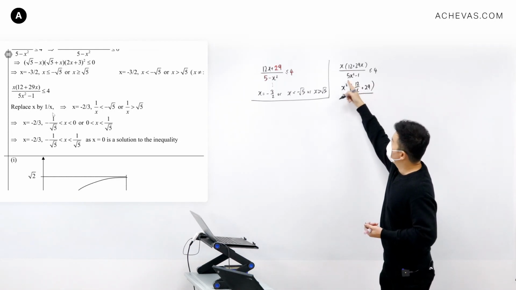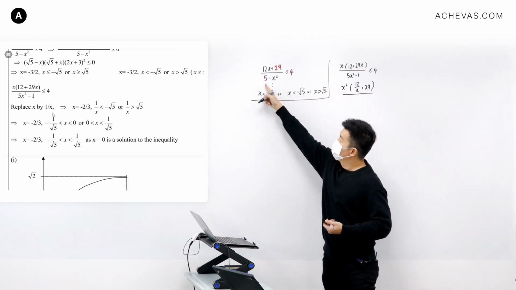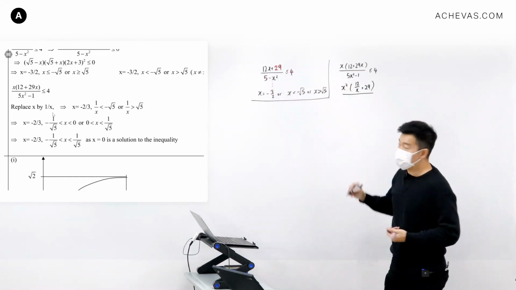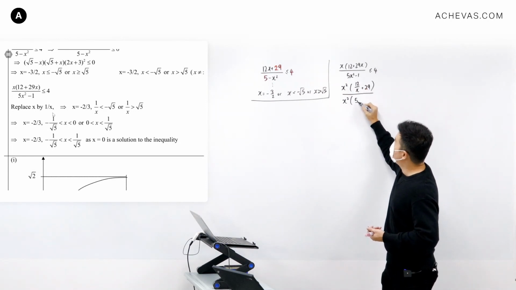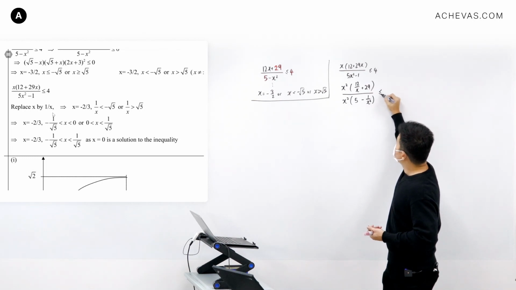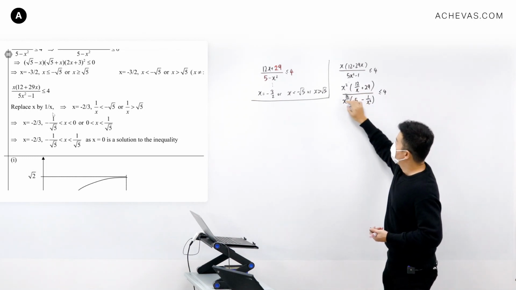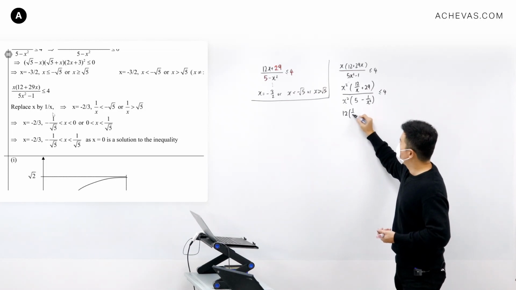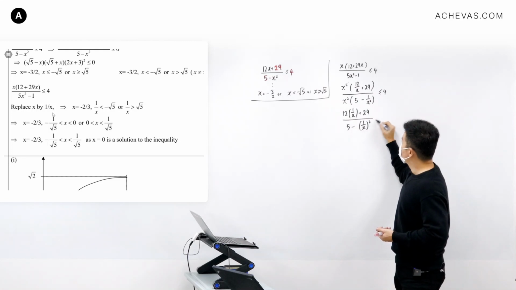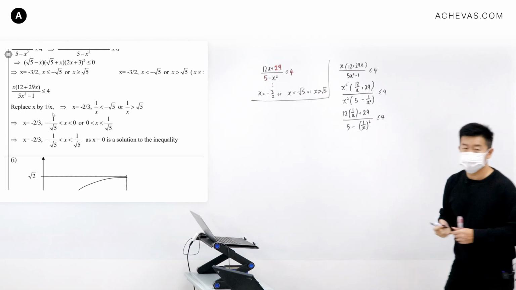In the denominator, it is not 5. It is 5x squared. So I am going to factorize out x squared so that I can have an independent 5. And this will become 5 minus 1 over x squared. This is less than or equal to 4. x squared can be cancelled. And now I have it: 12 times 1 over x plus 29, divided by 5 minus 1 over x squared. This is less than or equal to 4.